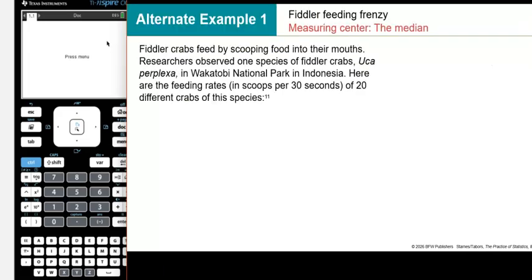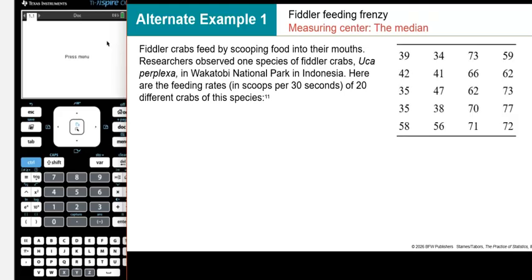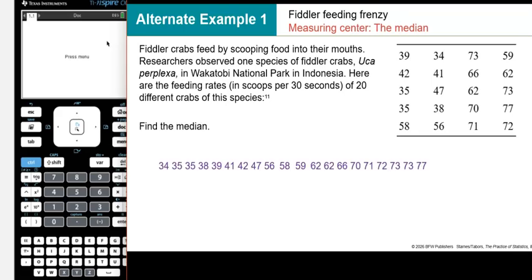Okay, so fiddler crabs feed by scooping food into their mouths. Researchers observed one species of fiddler crabs in a National Park in Indonesia. Here are the feeding rates in scoops per 30 seconds of 20 different crabs. They did not organize them from smallest to biggest, so that would be your first step. If you did this by hand, it would be a tough one, but you definitely want to put them in order.